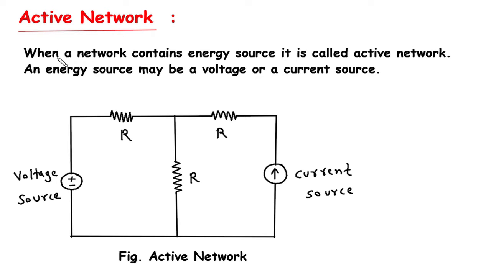Active network. When a network contains an energy source, it is called active network. Here we can see this is a network. It contains two energy sources. One is a voltage source and another is a current source. Voltage source is also an energy source and current source is also an energy source. An energy source may be a voltage or a current source.